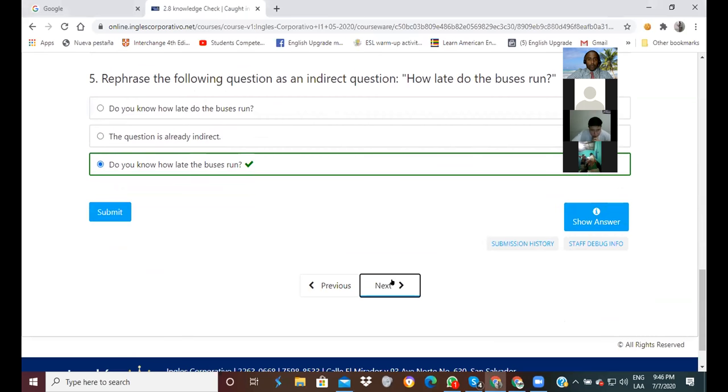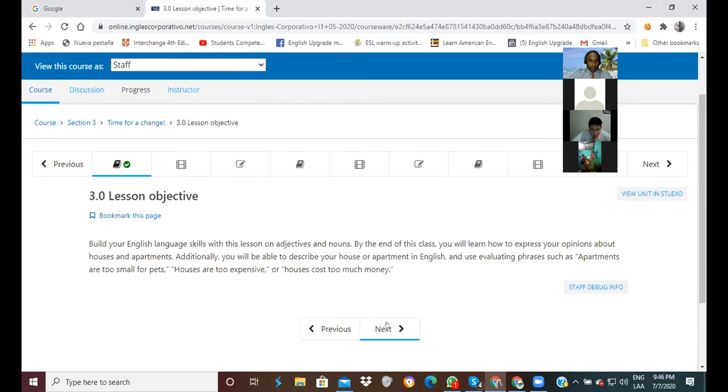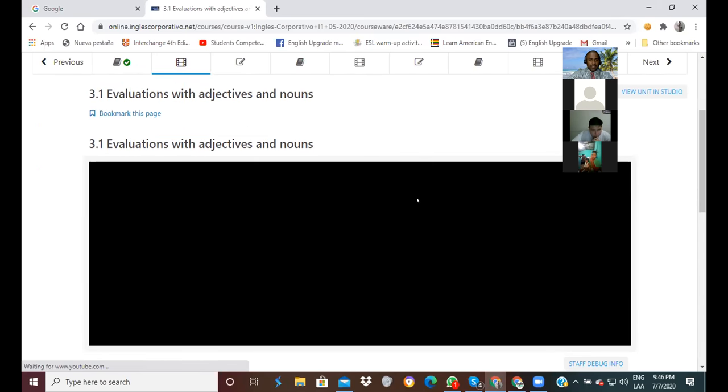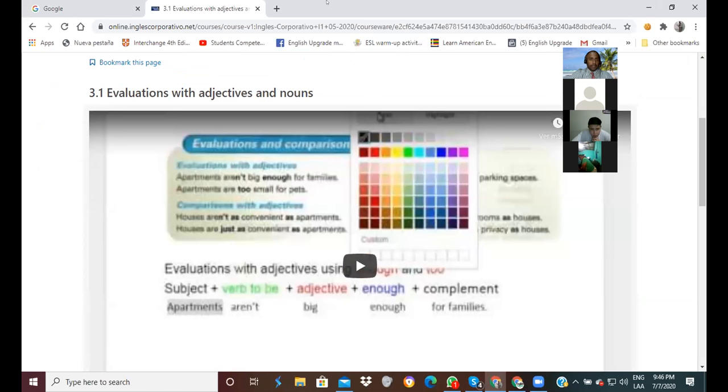Now, we're going to look at the following activity. For this activity, I would like for us to pay attention to the usage of the word too expensive. Too much money. Evaluations with adjectives and nouns. Listen, please.